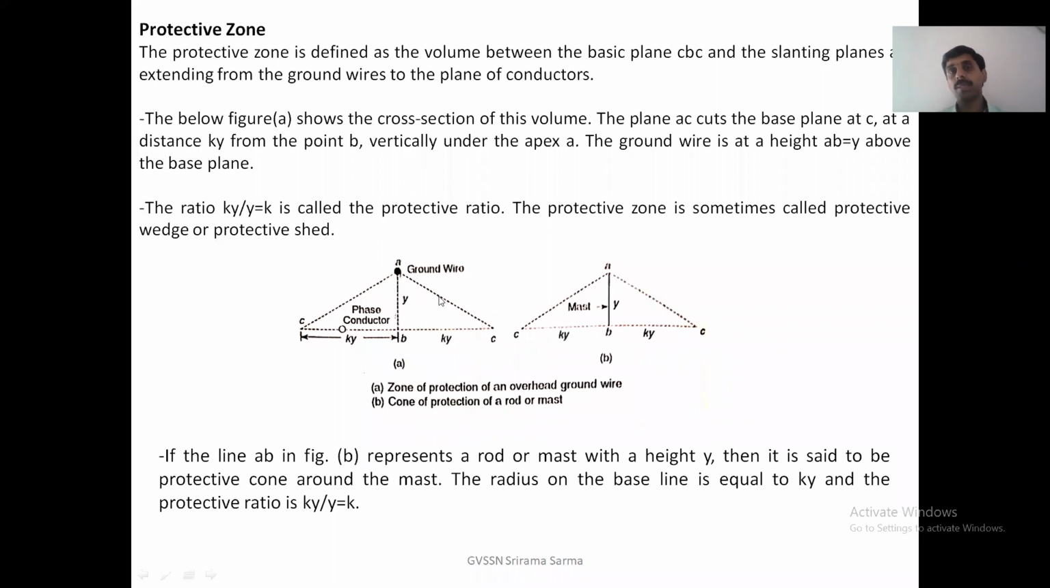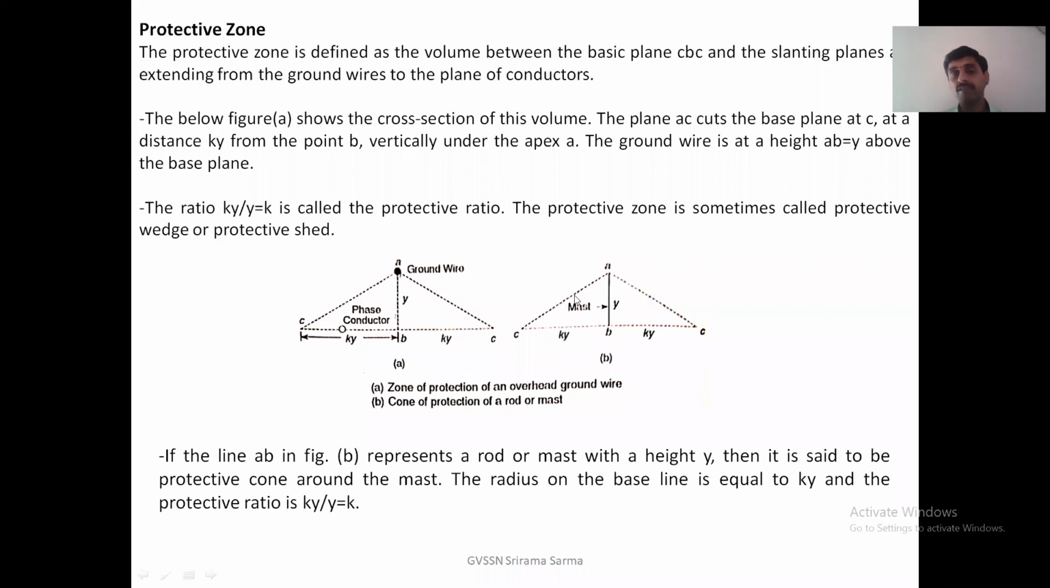This figure shows the cross section of the volume. AC cuts the base plane at C at a distance KY from the point B, vertically under the apex A. The ground wire is at a height AB equal to Y above the baseline. You can see this one. The ratio KY by Y is called the protective ratio. The protective zone is sometimes called the protective wedge or protective shed.